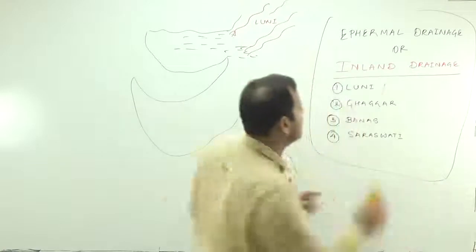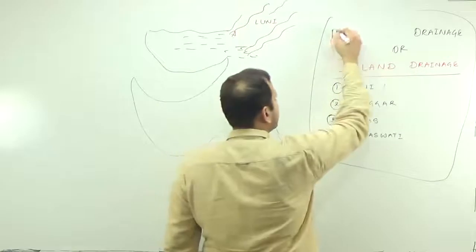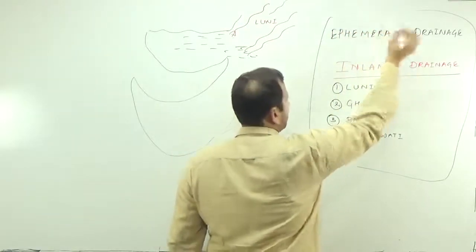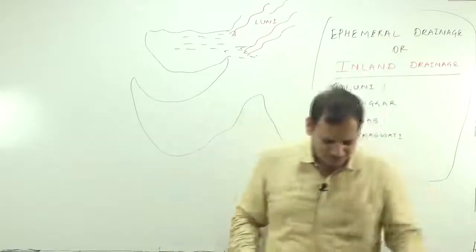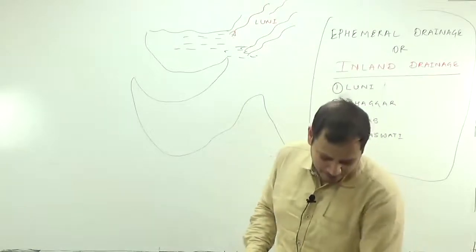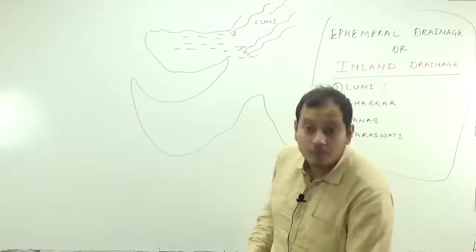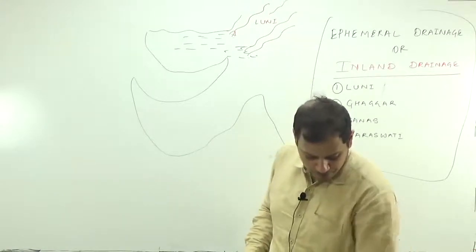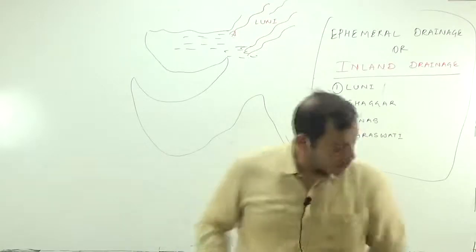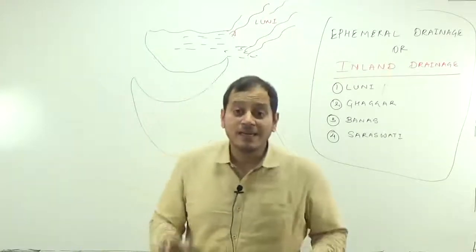Sorry, here there is a spelling mistake. It is ephemeral drainage system. Let me refer to the spelling again. I am sometimes weak in spellings. So it is E-P-H-E-M-E-R-A-L, ephemeral or inland drainage system.